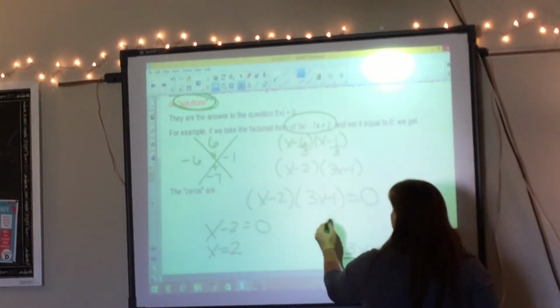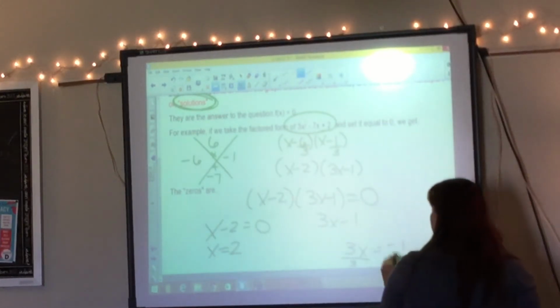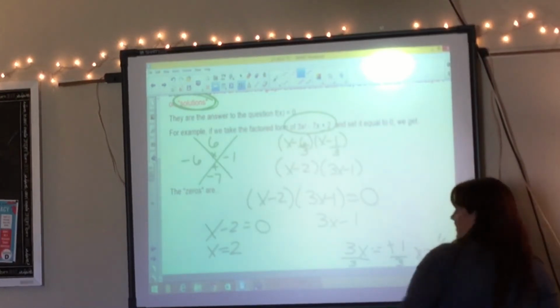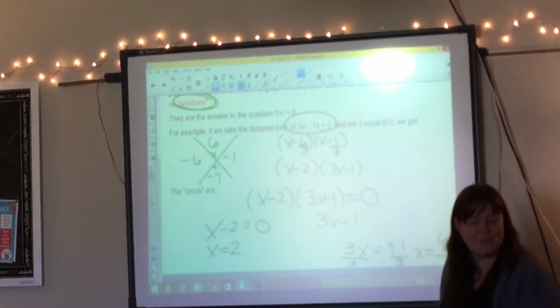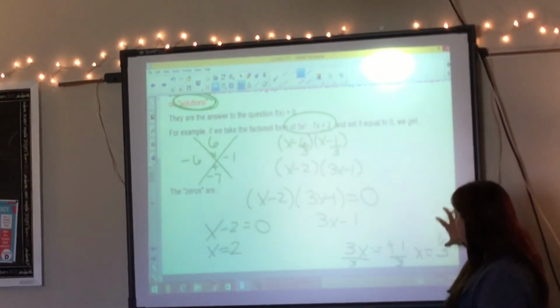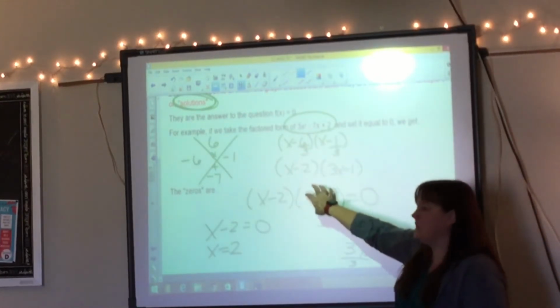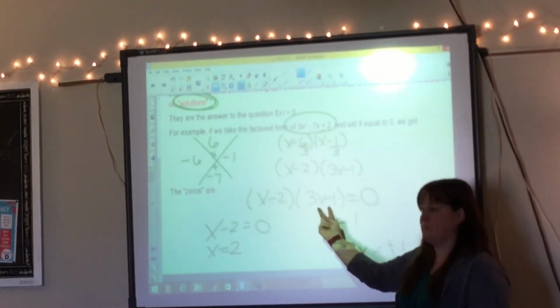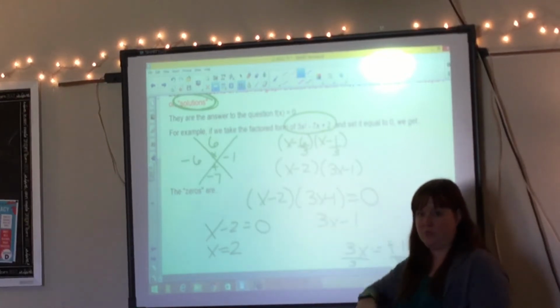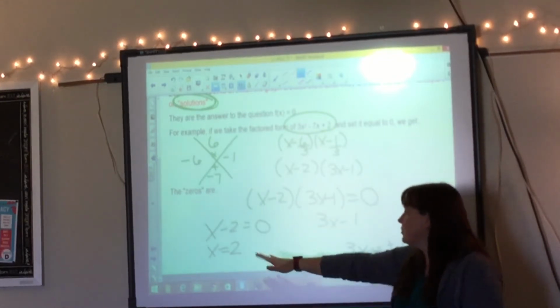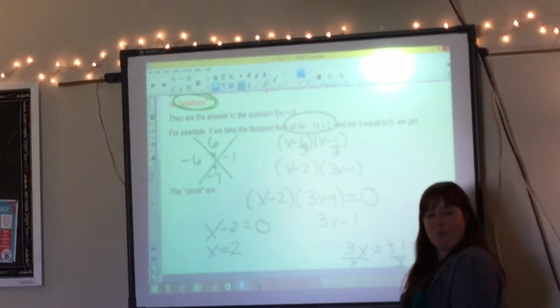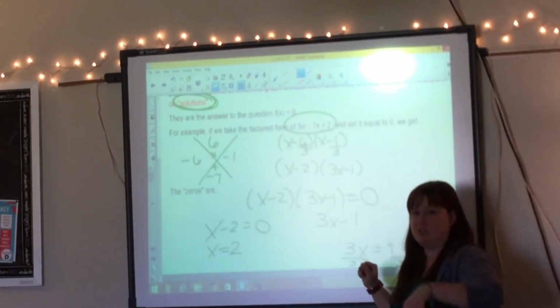That looks like, okay, 3x minus 1, so that's a positive 1, so that's a positive 1/3. Therefore, if x equals 1/3, and I put it into here, it wipes this out, it makes this become 0, and the whole thing equals 0. So the zeros of this parabola are at 2 and at 1/3. That means it crosses the x-axis at 2 and 1/3.